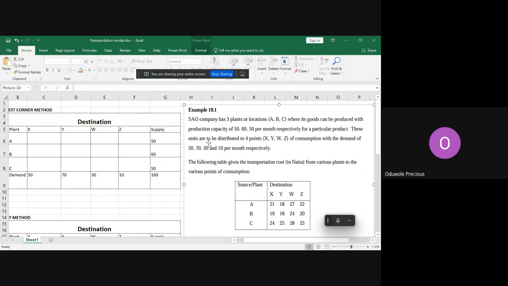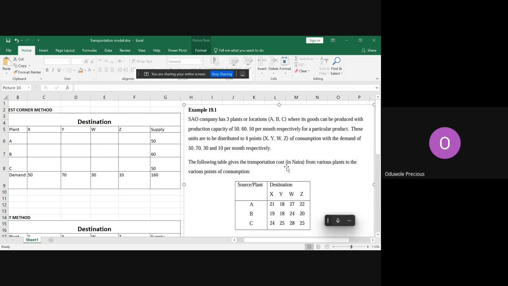These units are to be distributed to 4 points X, Y, W, Z. Those are the destinations of consumption with the demand. This one I told you demand. But if they don't tell you demand, they can also give you another term like requirements, the requirement of that same thing as your demand. That's 50, 70, 30, 10 per month respectively.